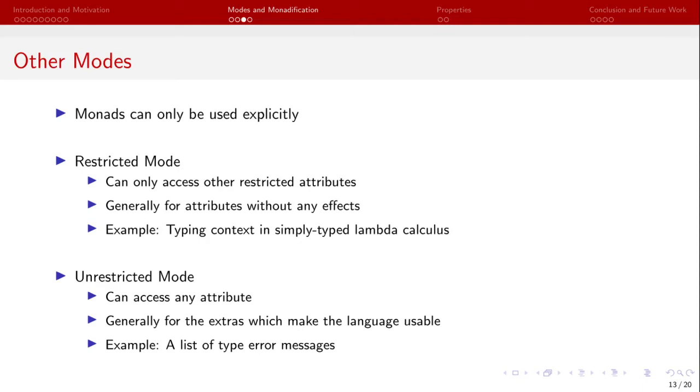The unrestricted mode, in contrast, can use any attribute and is intended for the extras that make the language usable, but the things that are generally not considered to be part of the core semantics of the language. So the things we want in a compiler interpreter, like the errors attribute that we saw earlier for gathering type errors.